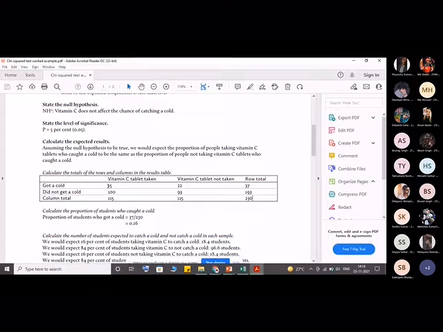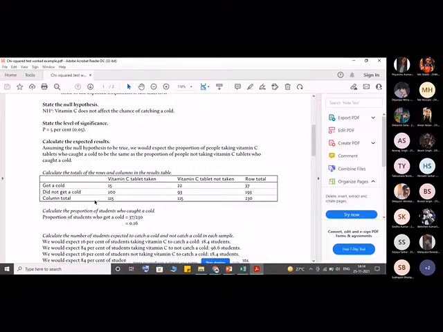Now for the column total, you have to find out. Column total means 15 plus 100, which is 115. Again 22 plus 93 is equal to 115. So we got the column total.